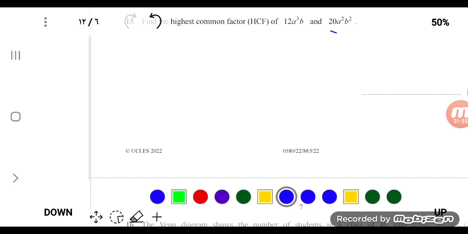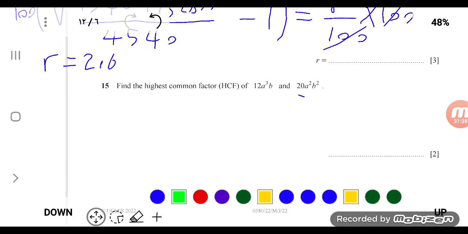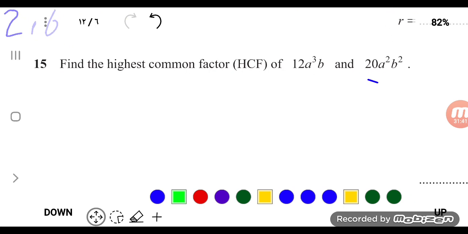Let's see now next one. Find the highest common factor HCF of 12a cubed b and 20a squared b. Now this question is very easy. In order to solve it, you have to extract the common factor. And the common factor here is 4a squared b. So here you have to write 4a squared b. And that's the answer.